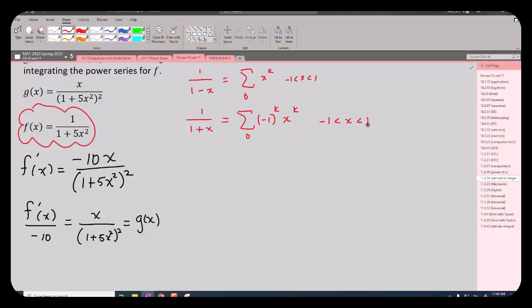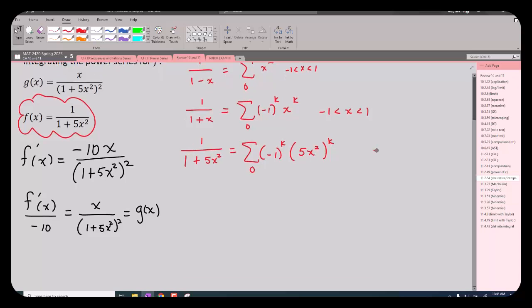So if we look at this, the only difference is that we need to turn this x into a 5x squared, which means we also have to turn that x into a 5x squared. So we've got our 1 plus 5x squared in here. Now we have what we're looking for. This still starts at 0. We have to come over here, replace this x with 5x squared. And then we'll have to do a little math on the interval of convergence.